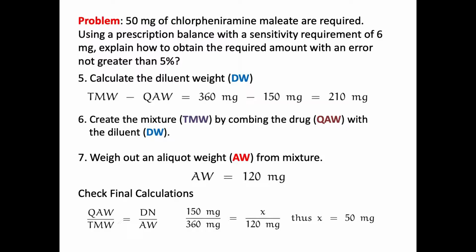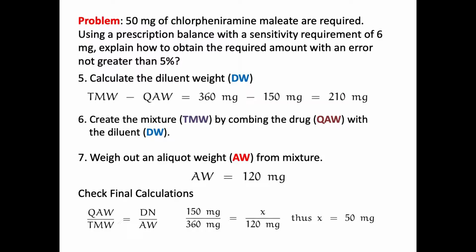So step 6 is just telling us to take that amount of diluent, 210 milligrams, mix it with 150 milligrams of the actual drug, and mix that all together to get your 360 milligrams. And step 7 says then weigh out only the aliquot weight of that mixture. So we set the aliquot weight to 120 milligrams, so that's the weight of the mixture we'll weigh out. That's the amount that will contain the amount of drug needed.